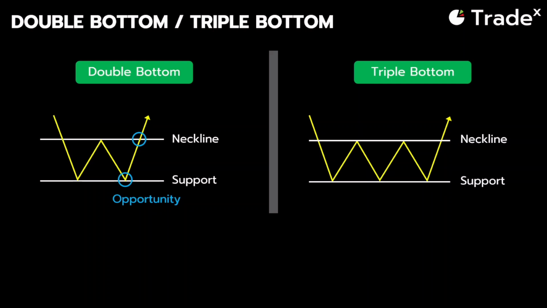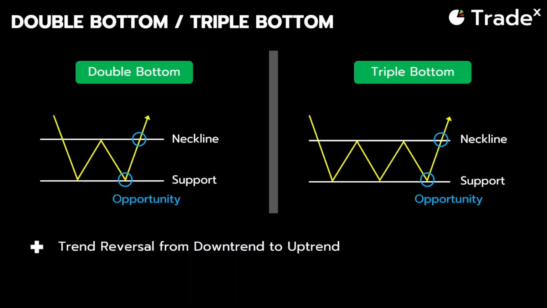Trading opportunities often arise after the third bounce from the support level, as this confirmation increases the likelihood of a trend reversal. As you can see from the shape, both the double bottom and triple bottom patterns indicate a potential reversal from a downtrend to an uptrend. Although these patterns are generally easy to identify on charts, they can occasionally appear noisy and imperfect. Traders should make a rough estimate and consider the pattern even if it isn't perfectly formed.